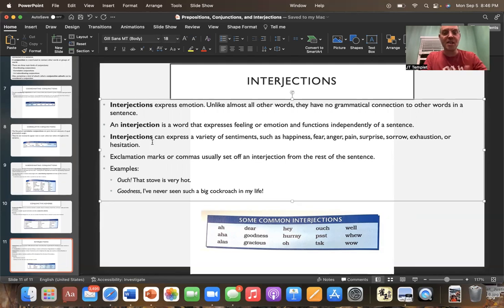Some examples. Ouch, that stove is very hot. Goodness, I've never seen such a big cockroach in my life. If we think about this, most of the curse words we yell are interjections. And so here's an example of those below.